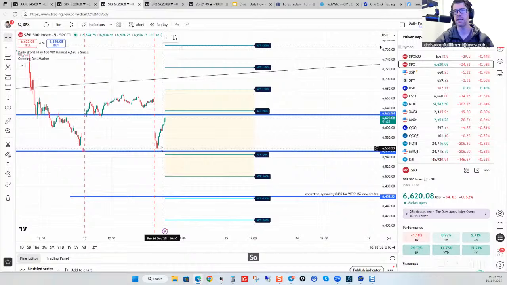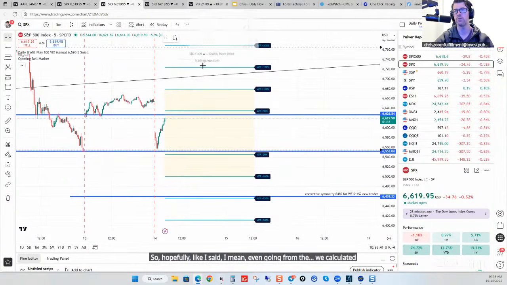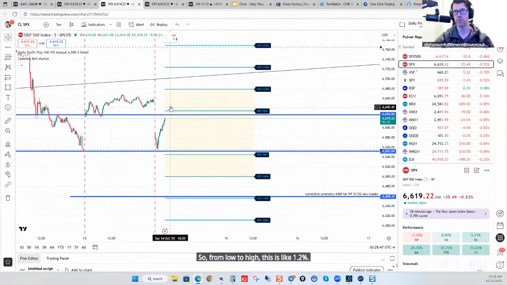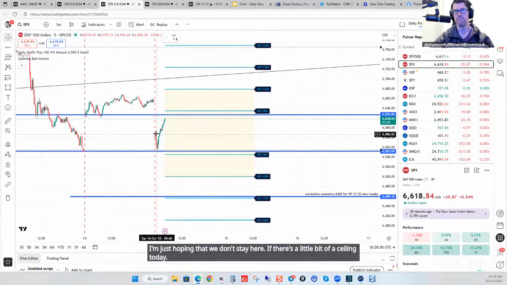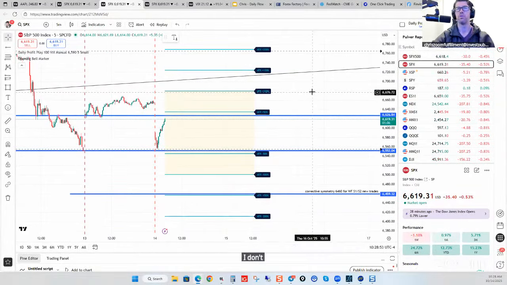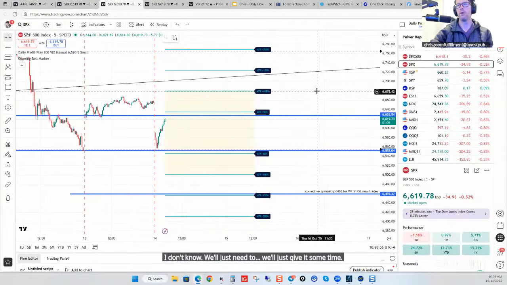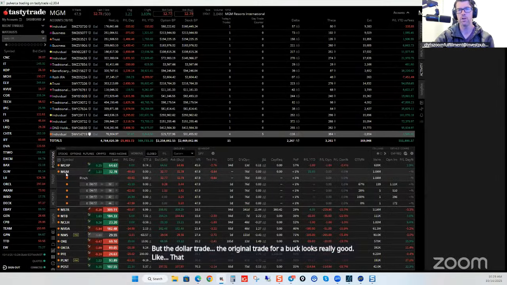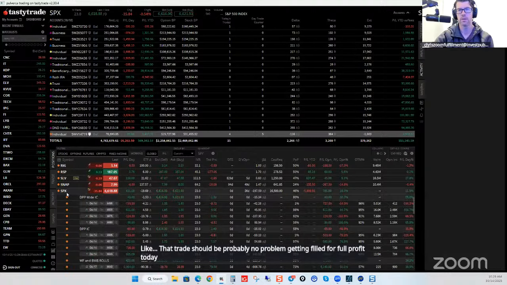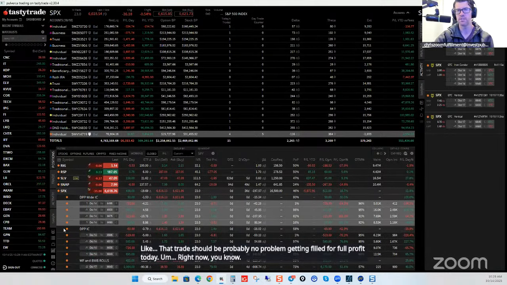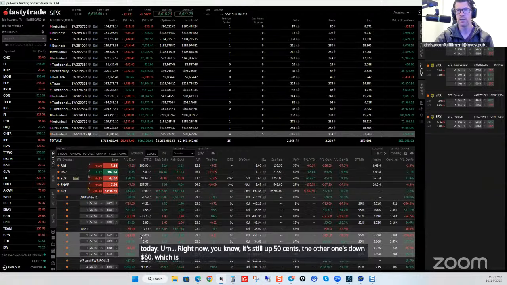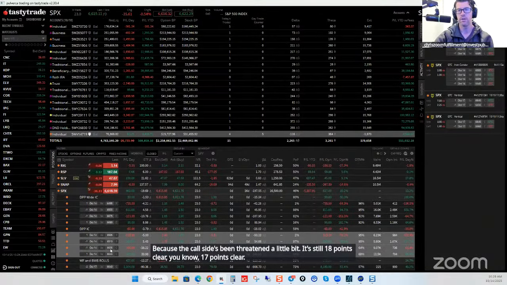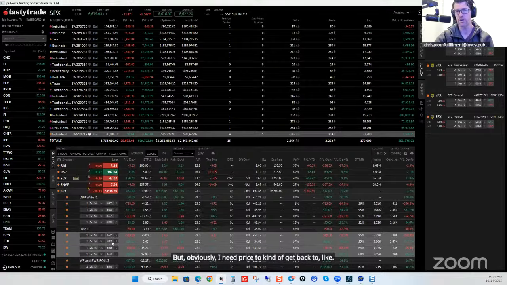So hopefully, like I said, we calculated the VIX around a 1.3% move today. So from low to high, this is like 1.2%. I'm just hoping that we don't stay here. If there's a little bit of a ceiling today, I don't know. We'll just give it some time. But the original trade for a buck looks really good. That trade should be no problem getting filled for full profit today. Right now, it's still up 50 cents. The other one's down $60, which is annoying because the call side's been threatened a little bit. It's still 18 points clear, 17 points clear, but obviously I need price to get back to around 6,600 to center itself.